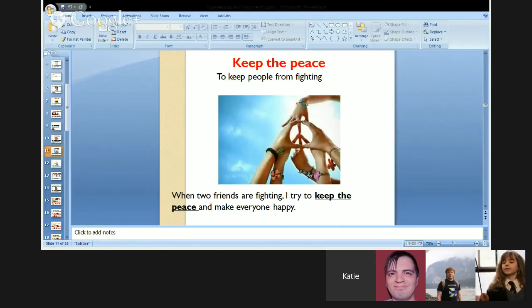The next phrase that we have is to keep the peace. When two friends are fighting and you try to keep the peace, you're trying to break up the fight. You don't want people to fight. So when you guys see two people fighting, do you keep the peace? Do you try to get involved to stop the people from fighting, or do you just kind of back away? What's your reaction?